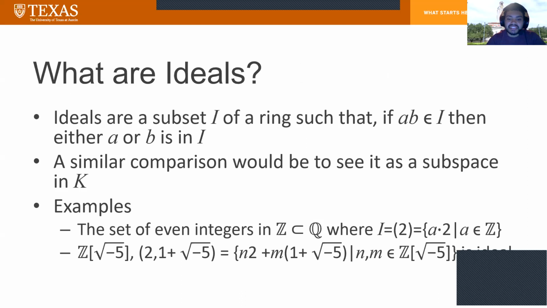Examples: the set of even integers in Z, where I is equal to the ideal (2), which is the set a times 2, such that a is an element of the integers. Another example is Z[√-5], where the ideal (2, 1 + √-5) is equal to the set n times 2 plus m times (1 + √-5), such that n and m are elements of Z[√-5], and this is an ideal.